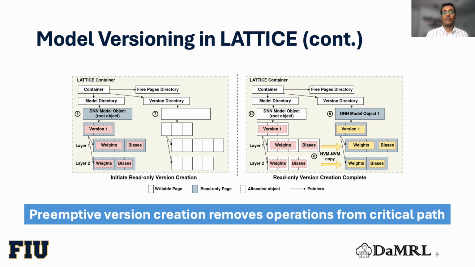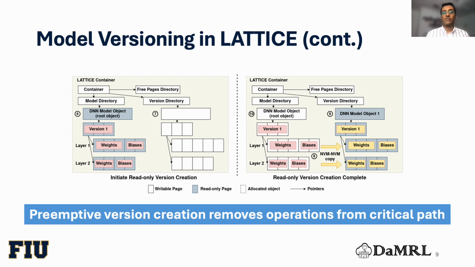However, this is going to make our next snapshot and version creation expensive. That is because the persisted version needs to be moved to a new memory location before another version can be snapshotted and created in place. Hence, we preemptively create a new version at this point to move version creation operation from the critical path.